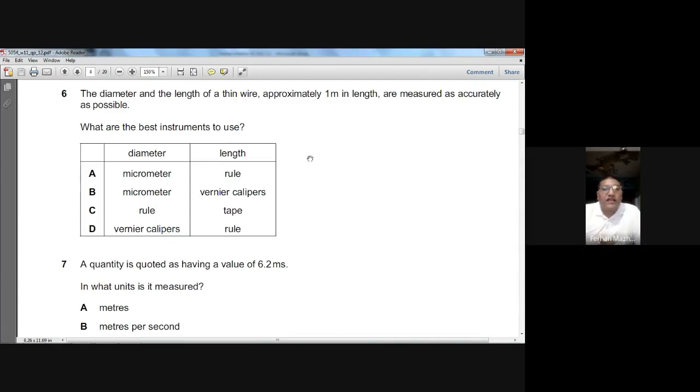Because the length of the wire is almost 1 meter, we can use a rule. And because the diameter of wires is always measured with the micrometer, for diameter use micrometer and for length use rule. So for question number 6, A is the choice.